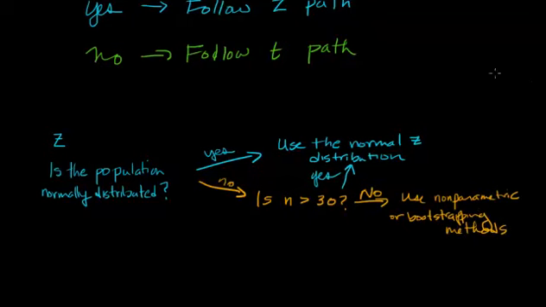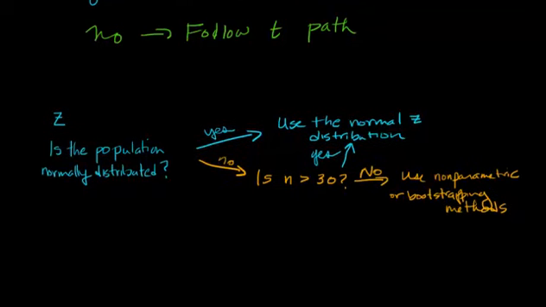Okay, so your first decision was, yes, I do have the population standard deviation. Then I ask, is the population normally distributed? Yes, then we can use the normal z distribution. If it's not normally distributed, but we have a large sample size, we can still use the normal z distribution. But if we continue to say no to these questions, then it's methods that are from another part of the book.